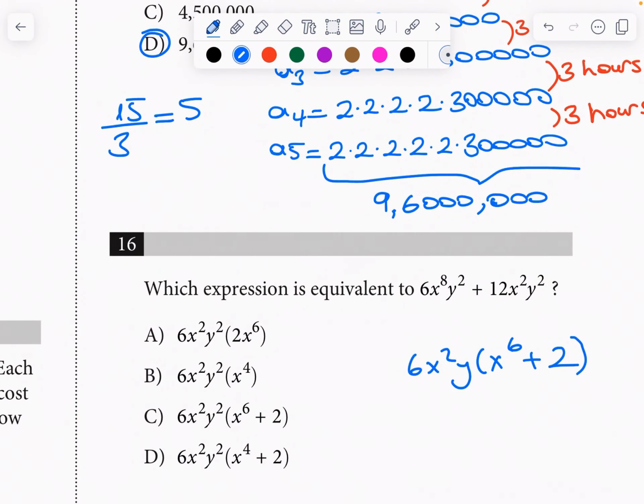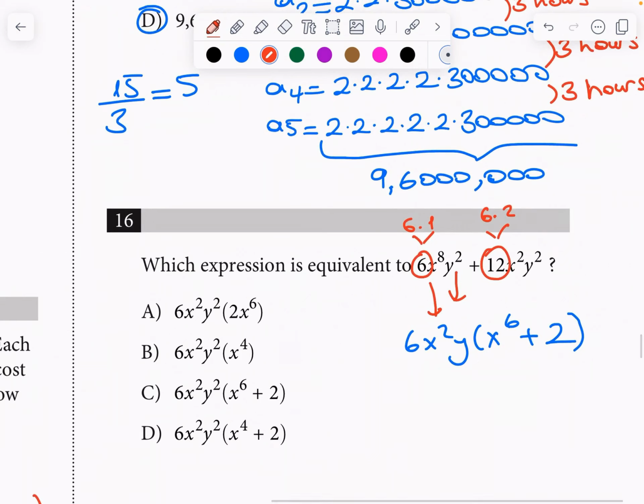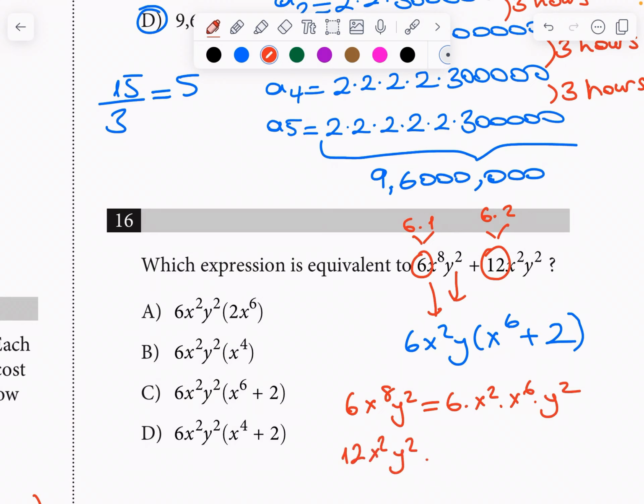As you see in this question, both terms have 6, because 12 is equal to 6 times 2, and we have 6 times 1 here. And both terms have x^2 and y^2. So we can explain it like this: 6x^8y^2 is equal to 6 times x^2 times x^6 times y^2. And the other term, 12x^2y^2, is equal to 6 times 2 times x^2 y^2.